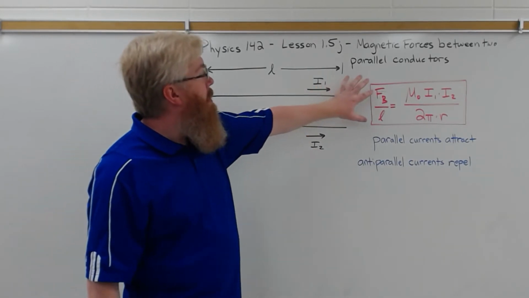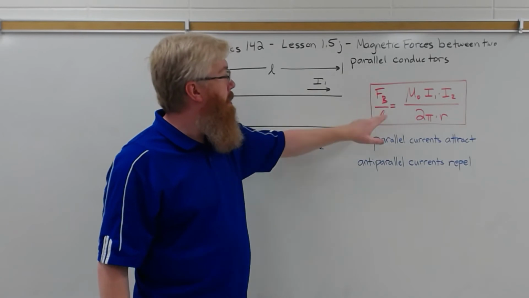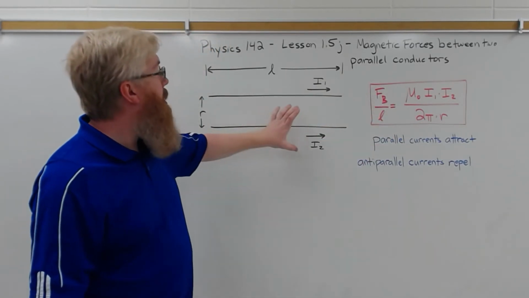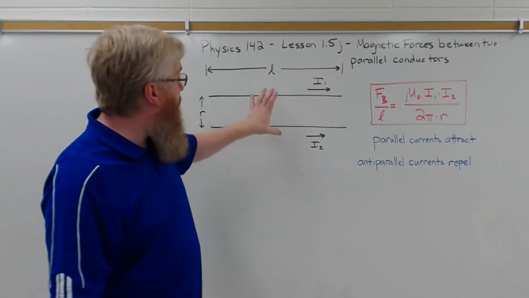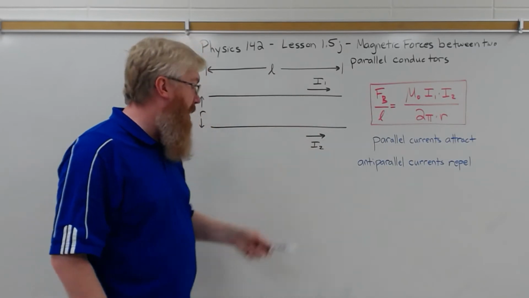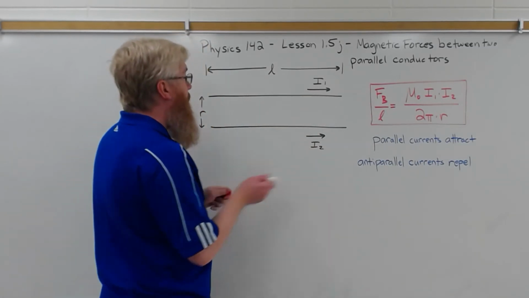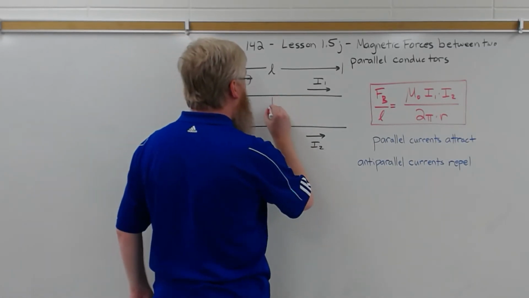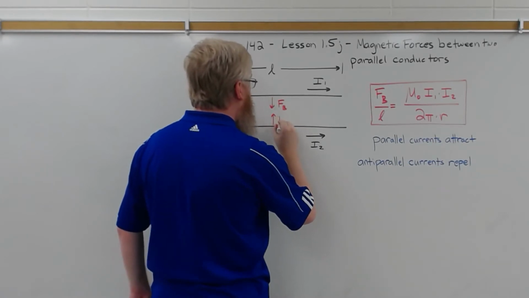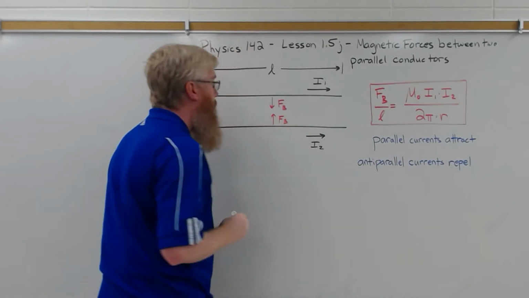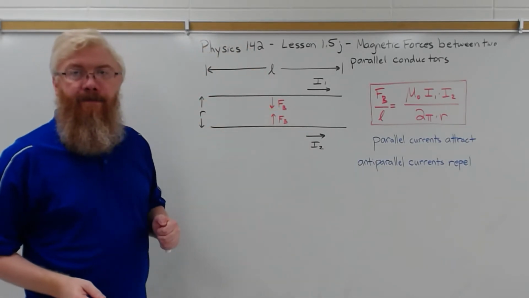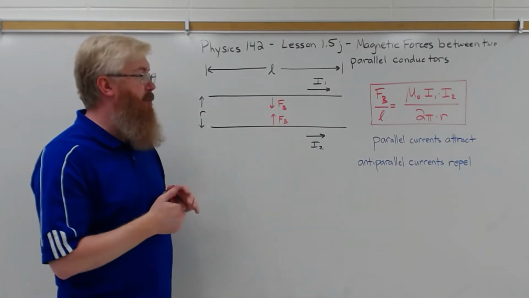Now, using this equation, we can calculate what the magnetic force is. However, we also need the direction. What direction are the forces on the wires? Well, actually, parallel currents, like I have drawn here, will attract one another. So what will happen is this wire will experience a force downward, F sub E. This wire will experience a force upward. And these two wires will want to come together. They'll experience a force of attraction.